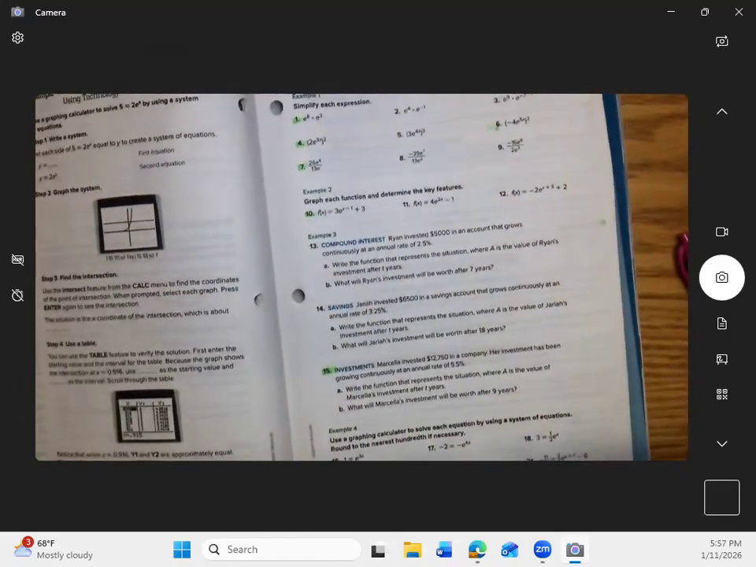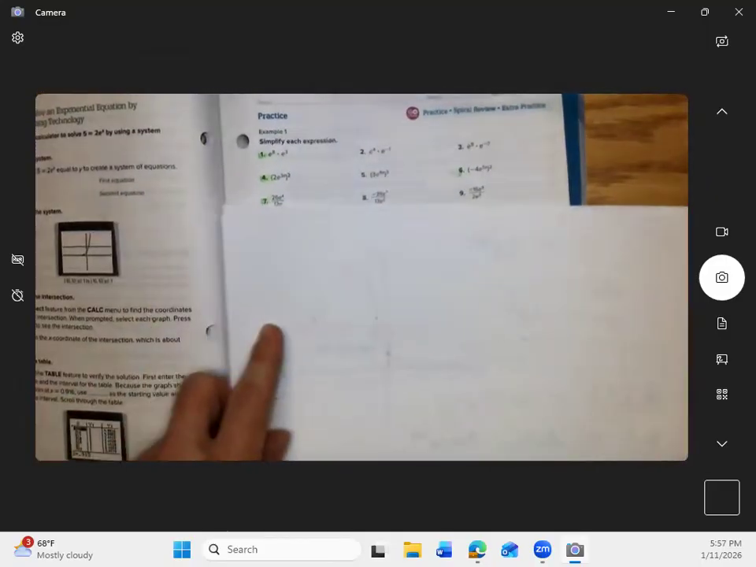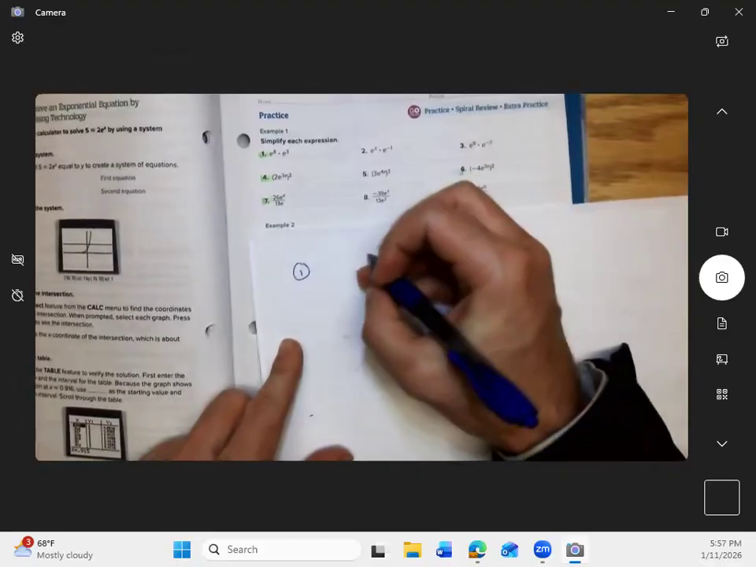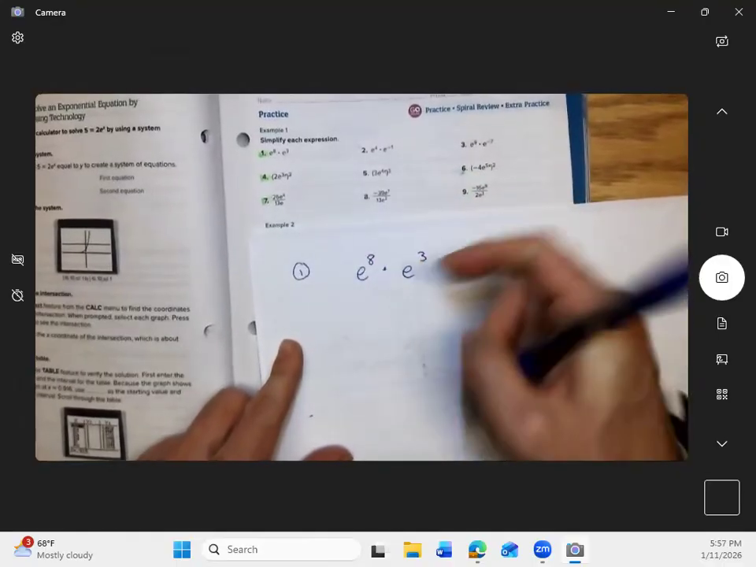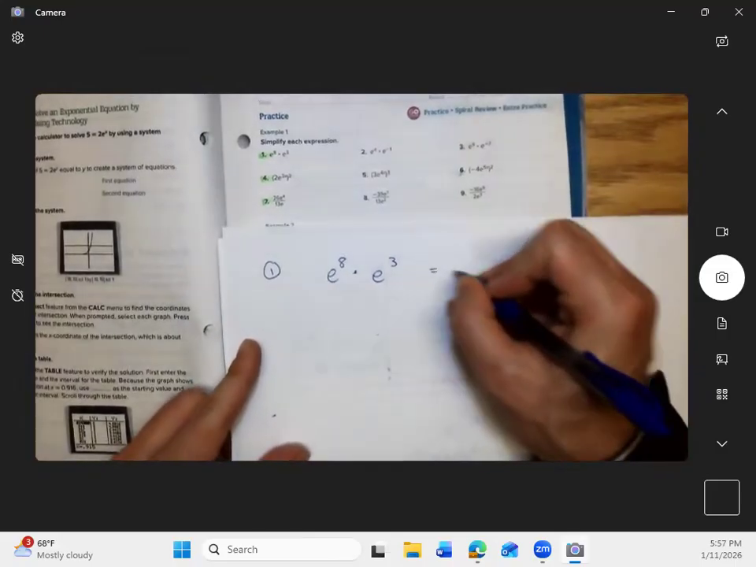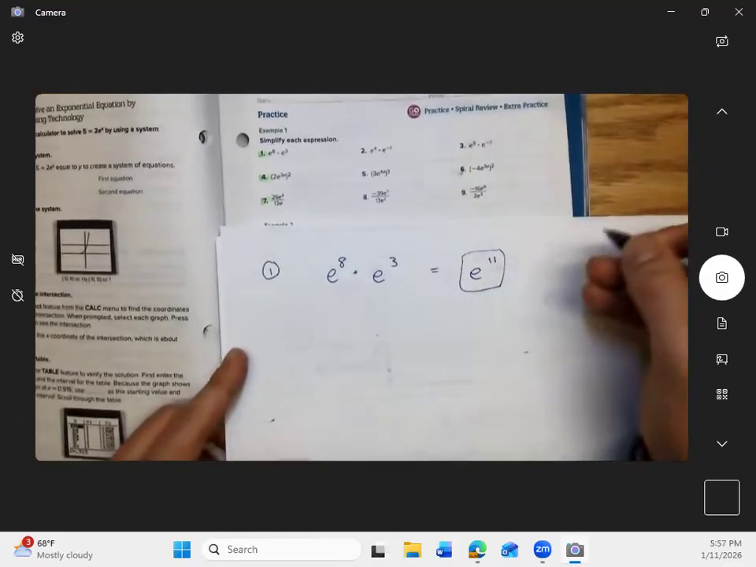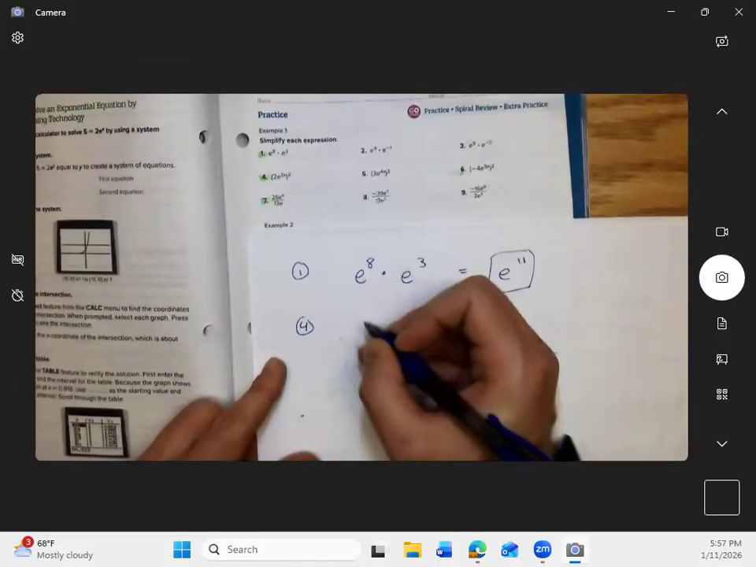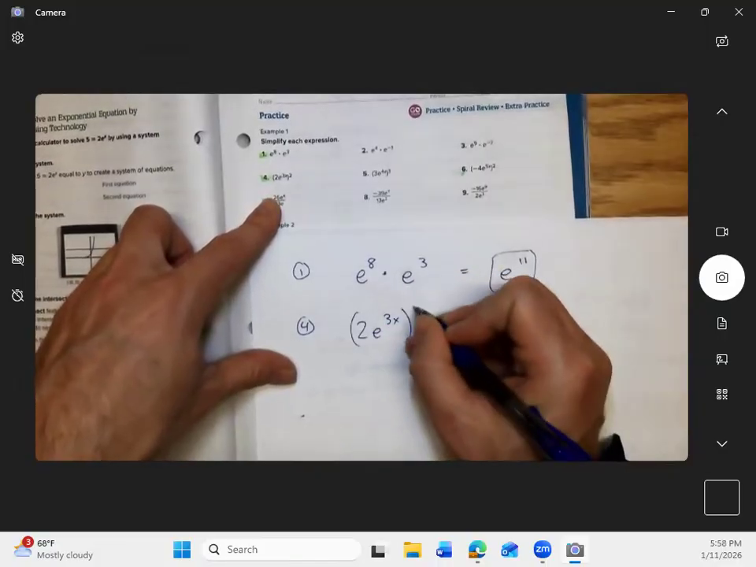All right, let's get to the textbook puzzles. Number one, simplify e^8 times e^3. Well, same base, different powers, all multiplied. I can add the powers: e^11. Done.